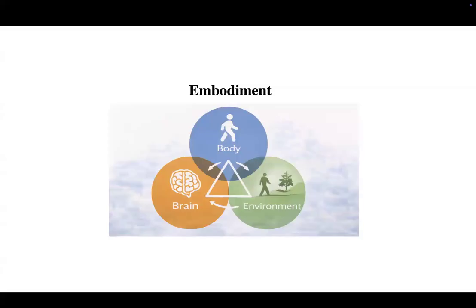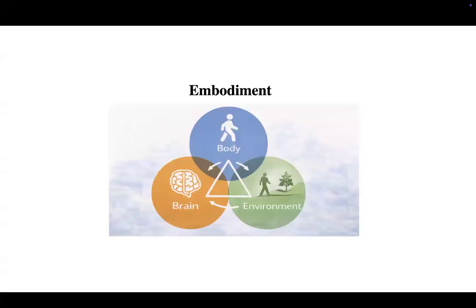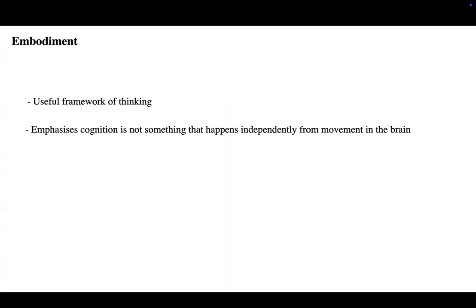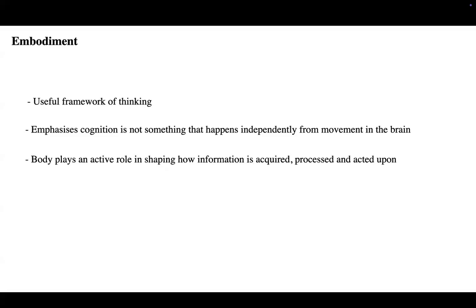And that leads me to the concept of embodiment, and that's the second section I would like to talk about. So, embodiment, you can think about that as a useful framework of thinking. What embodiment is trying to say is that the emphasis is not that cognition is something that happens independently from the movement in the brain, but the body plays an active role in shaping how information is acquired in the first place, how it's processed, how it's acted upon.